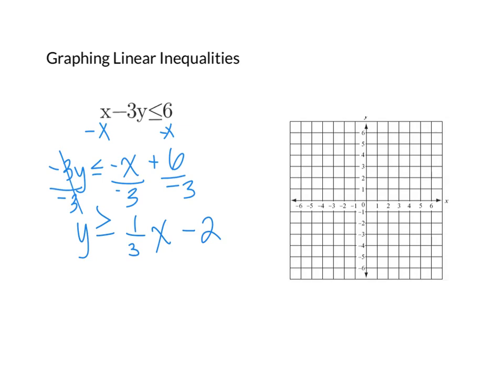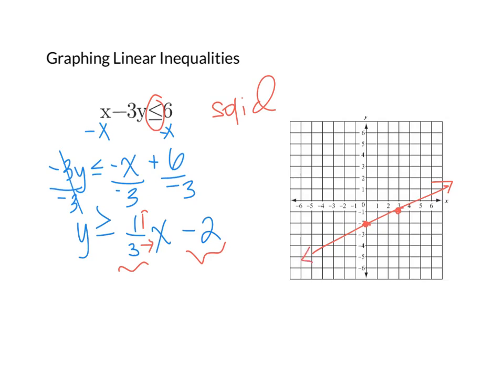Now that it's in slope-intercept form, this is easy for me to graph. My y-intercept is negative 2. So I have a y-intercept of negative 2. I have a slope of positive 1 over 3, so I'm going to go up 1, 3 to the right, up 1, right 3. Now, since I have less than or equal to, this is going to be a solid line. So I'm actually going to connect it with a solid line.